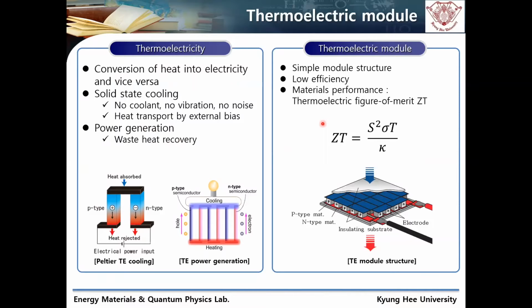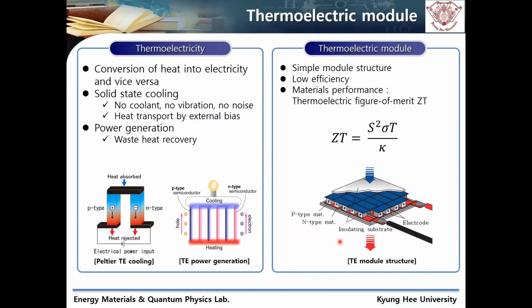Many thermoelectric scientists say that the ZT value is defined by this relation, where S is the Seebeck coefficient, that is, the voltage difference produced by applying a temperature gradient, sigma is the electrical conductivity, and there is the thermal conductivity. In order to have a high ZT value, S squared sigma, the power factor, should be maximized while preserving low thermal conductivity. This is a thermoelectric module structure.